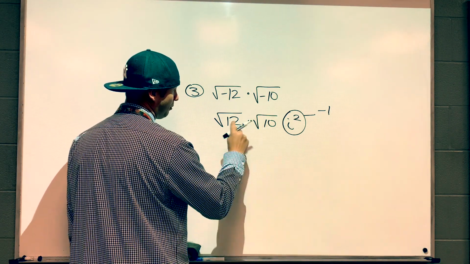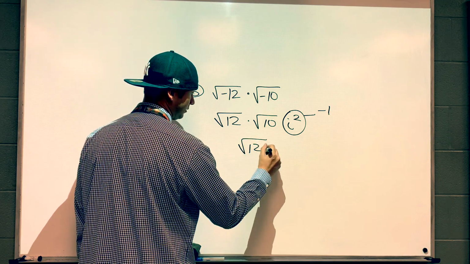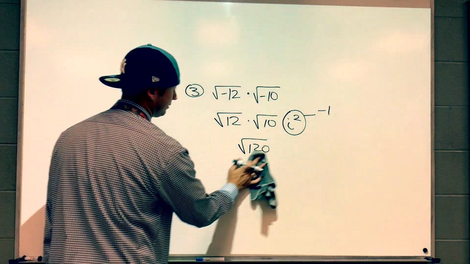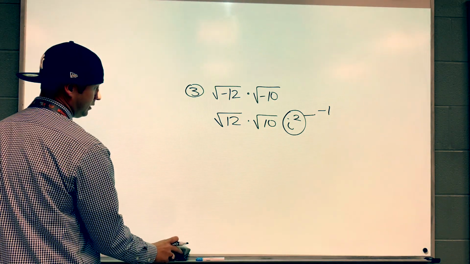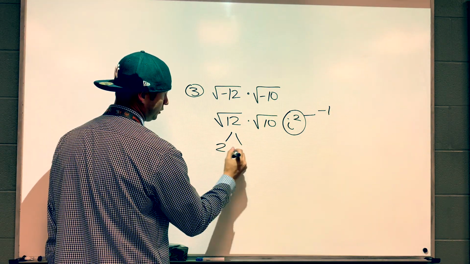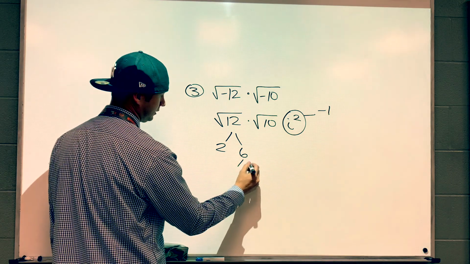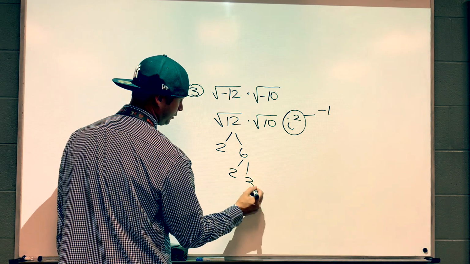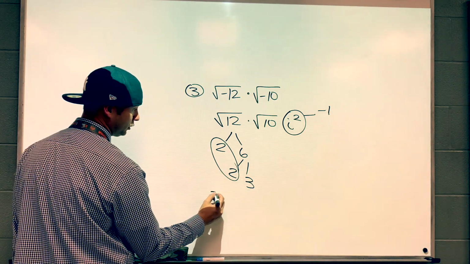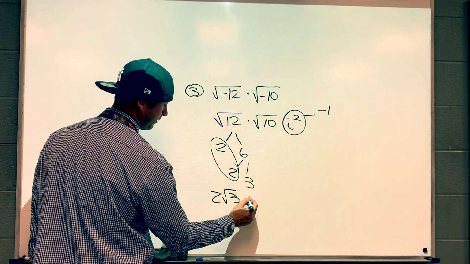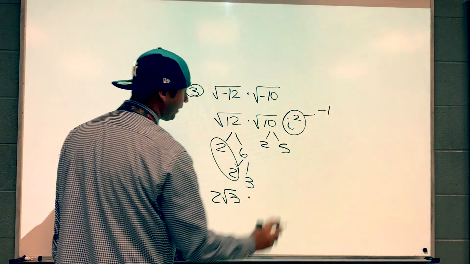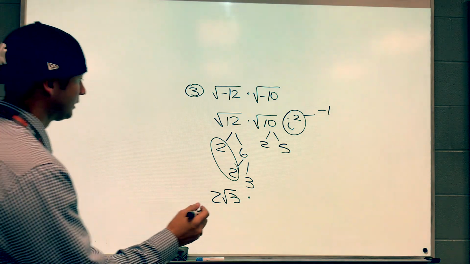So if I combine these, right, square root of 12 times the square root of 10, actually I don't like that. What if I factor 12 into 2 and 6, 2 and 3. So this is really 2 root 3. And this is going to be 2 and 5. Nothing happens there.